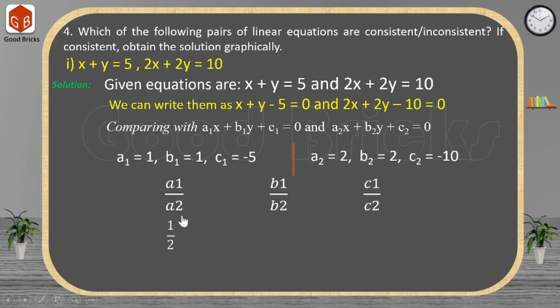Now, in this a1 by a2, if you substitute these values, you will get as shown here on the screen. Then here we have some work. We need to simplify this c1 by c2. So 5 and 10, if you divide with 5, you will get 1 by 2. Finally, these three ratios are equal.